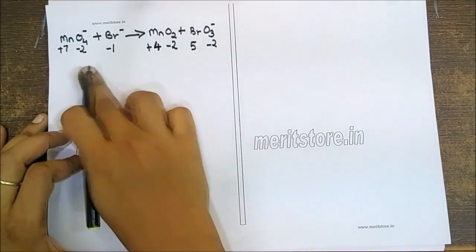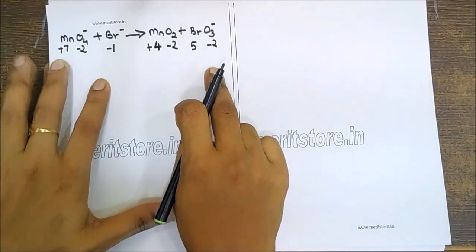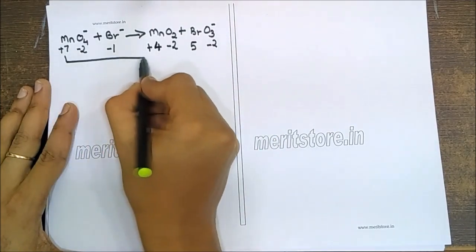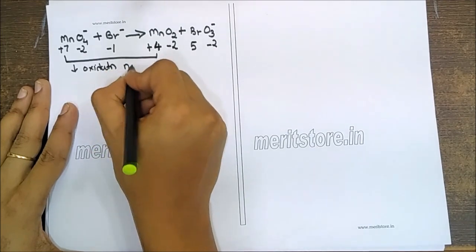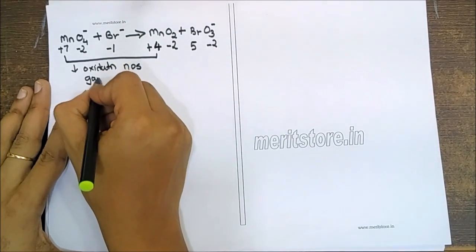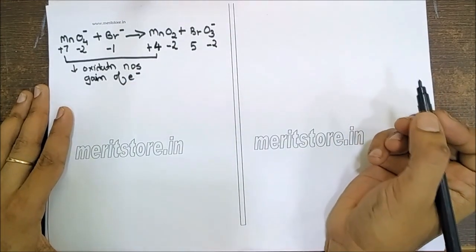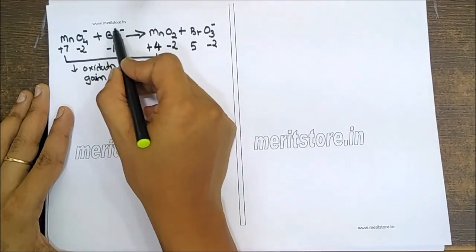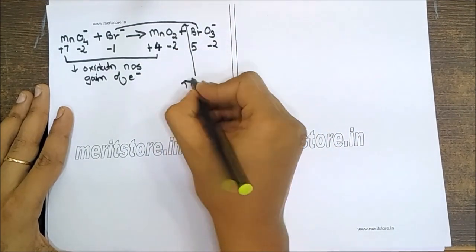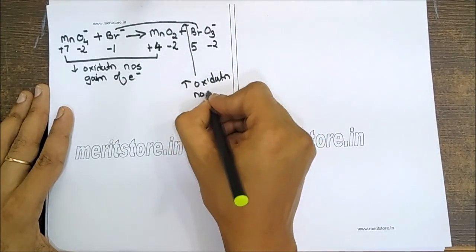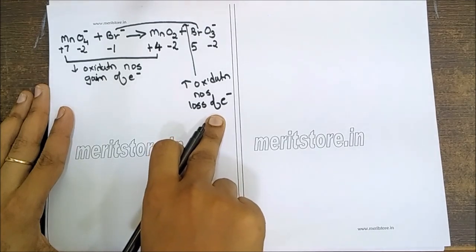Now next step, after we have assigned the oxidation number to each atom, we have to find out which atom has undergone loss or gain of electrons. So for that, I'm going to look at the change in oxidation number. So we see Mn has a decrease in oxidation number, which means it has undergone gain of electrons. Now gain of electrons means reduction. Alright. Now look at Br. What has Br undergone? Br has undergone an increase in oxidation number, which means it has undergone loss of electrons, which means this has undergone oxidation, right?